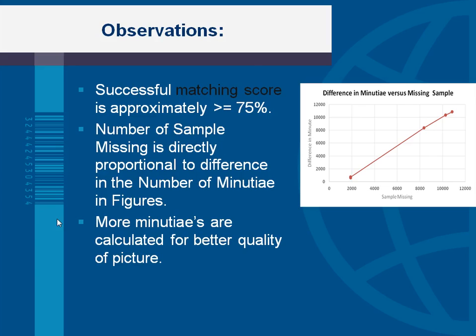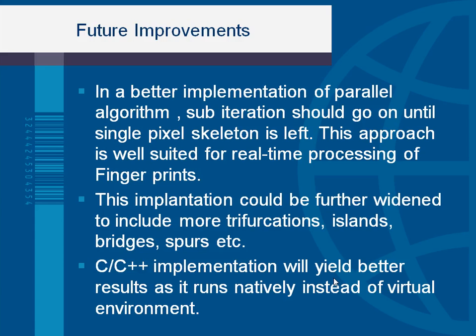There are certain observations which have been realized after the execution of a lot of samples. The successful match score is approximately greater than or equal to 75%. The number of sample missing is directly proportional to the difference in the number of minutiae in the figure. I have also drawn a graph based on the output generated from all the samples. Also, the more minutiae are calculated, the better the quality of the picture. So if the quality of the picture is better, the calculated minutiae are more.